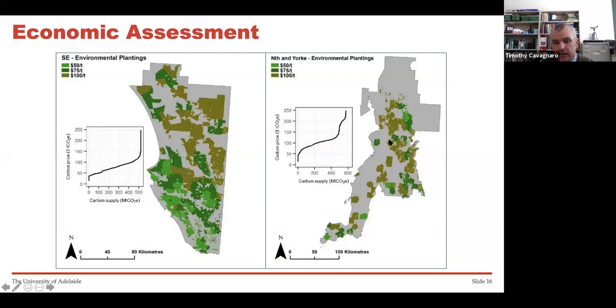We've done similar modelling, obviously, for other regions as well. So this is environmental plantings in the YP and in the north as well, the mid-north. And you can see, again, the areas where you would first start to see a transition towards environmental plantings away from business as usual.